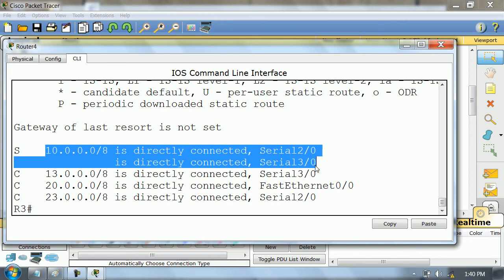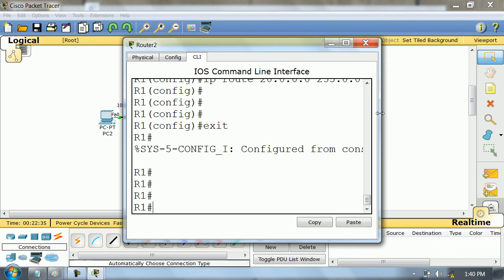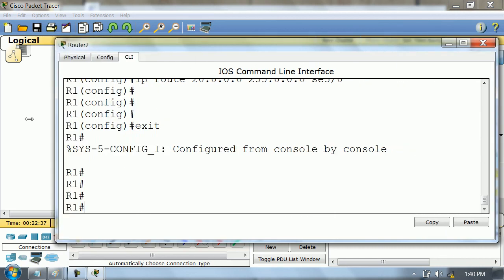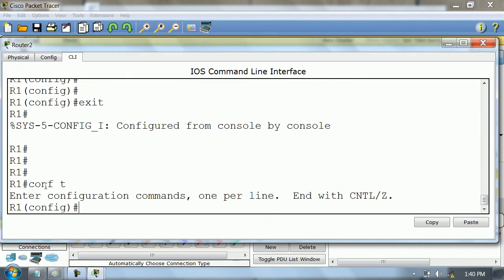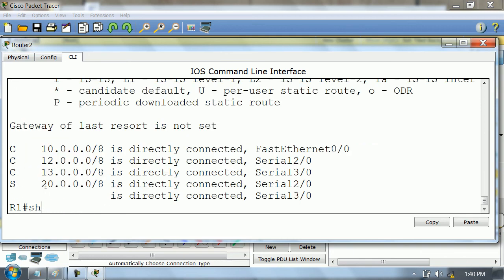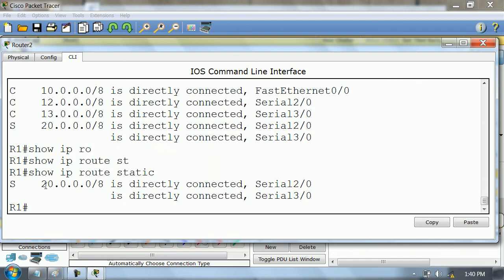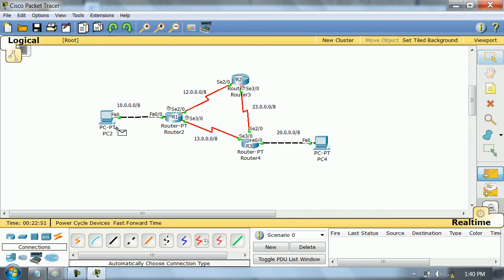Here, how many routes do I have? Sorry. Show IP. Okay. Check it like this. Show IP route. How many routes do I have? 2 routes. So, if I try to communicate, first of all, let us make communication possible. They are communicating. Okay. Now we have to check which route they are using.